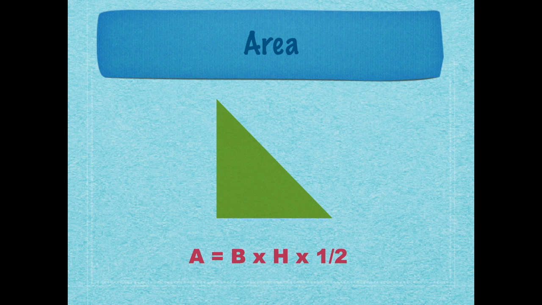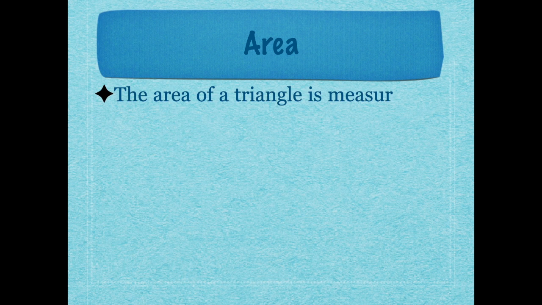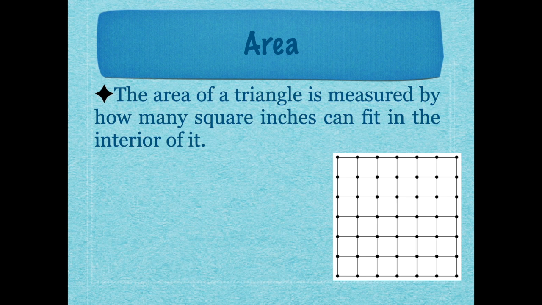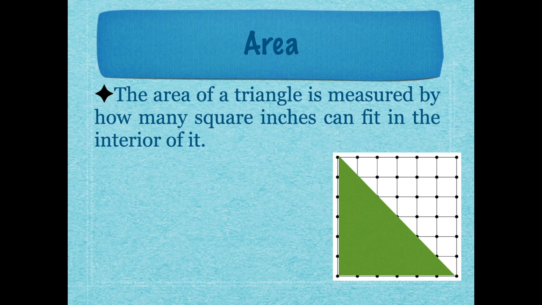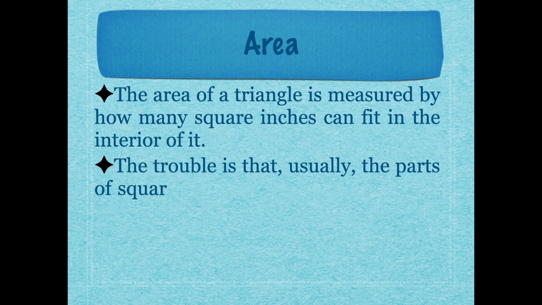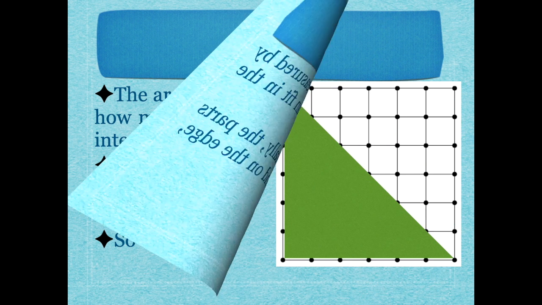In other words, base times height times a half. The area of a triangle is measured by how many square inches fit on the inside of it. Like this. But now we're doing it without the grid there. The trouble is that usually the parts of square inches that land on the edge are difficult to count. So we multiply them instead of counting them. Watch how I do that.